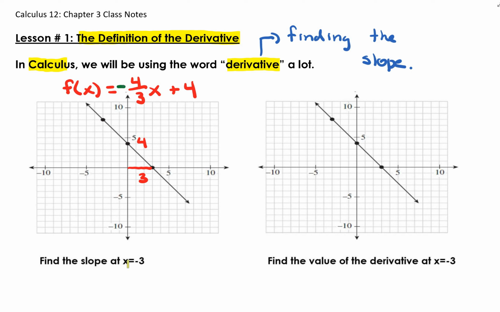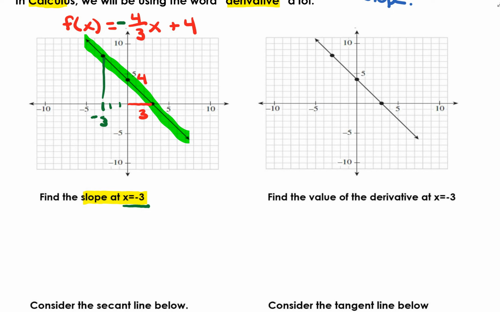The question that I like to start off with is: find the slope when x equals negative 3. So where is x equals negative 3? Well, negative 3 is about right here. And if I go straight up, the question is, what is the slope of this line? The slope of that line is constant because it's a linear function. So the slope is going to be negative 4/3. In Math 10, you might write that as m equals negative 4 over 3.